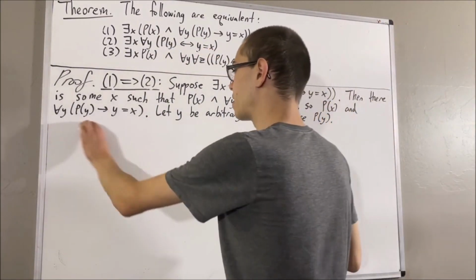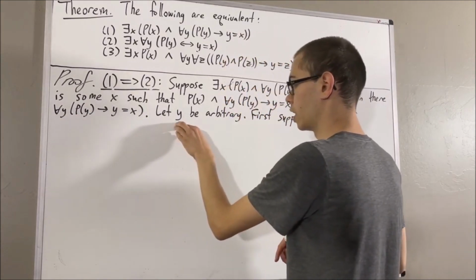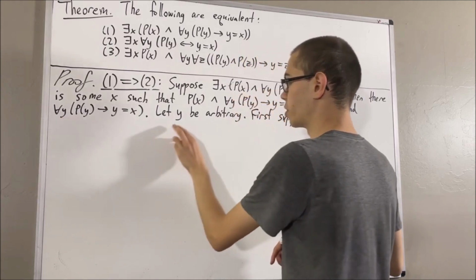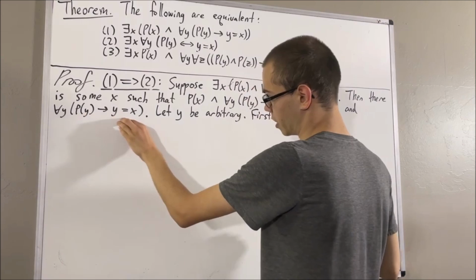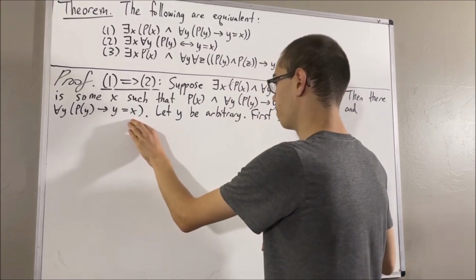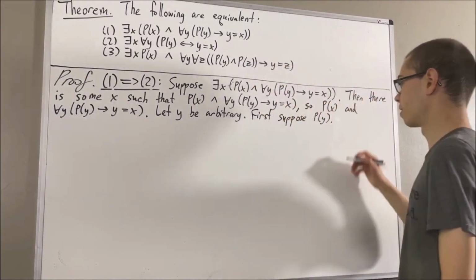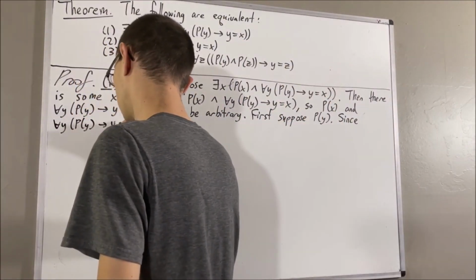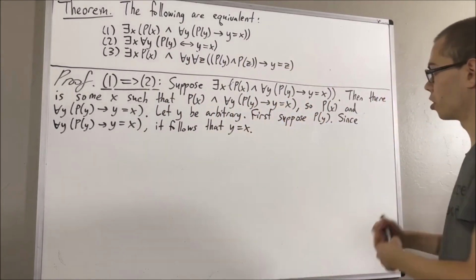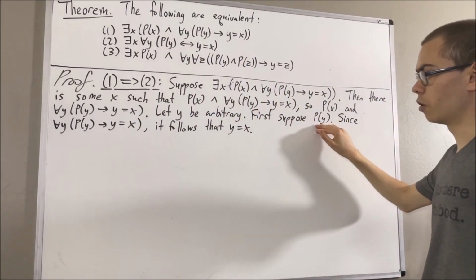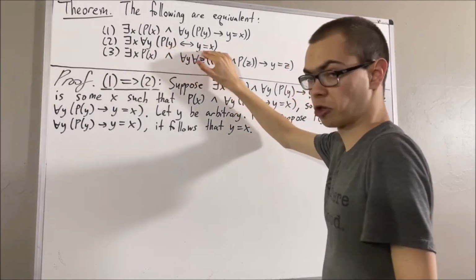Well, since this statement is true for every object, it must be true for our object Y. So if we take the Y here and substitute it for Y, we have that if P of Y is true, then Y is equal to X. Well, we know that P of Y is true, so we must conclude that Y is equal to X. So what we've shown here is, under the assumption that P of Y is true, we have that Y is equal to X. So we have shown that if this is true, then this is true.